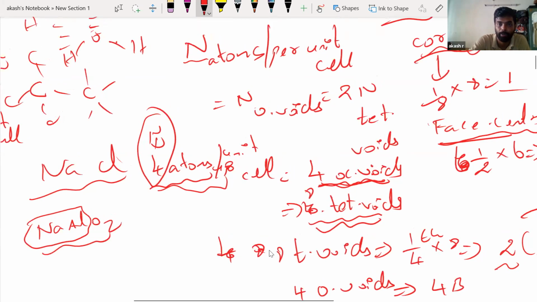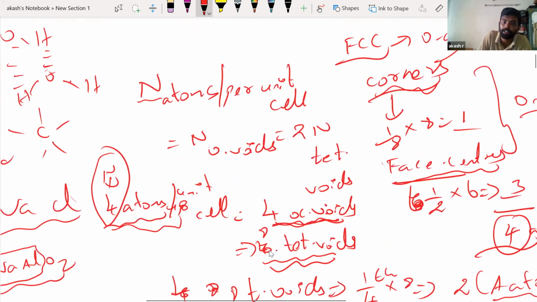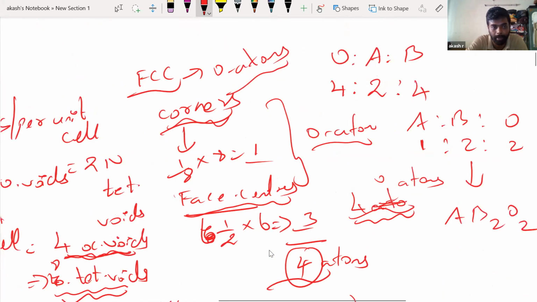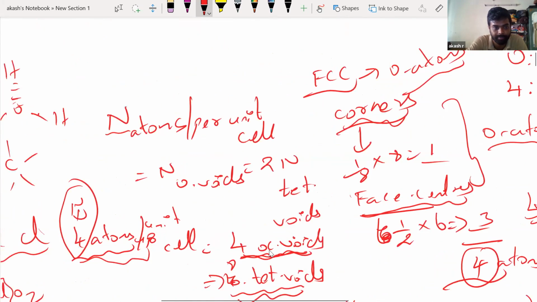So now I can put the ratio here. If I write in terms of A:B:O, it is 2:4:4, which becomes 1:2:2. So now what will be the formula? AB2O2. Am I right? Is there any option like that?